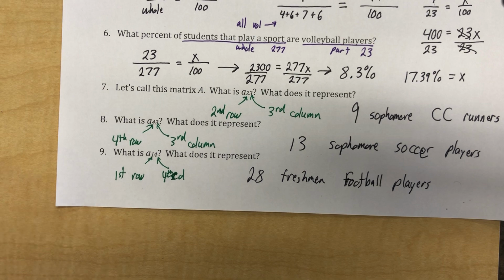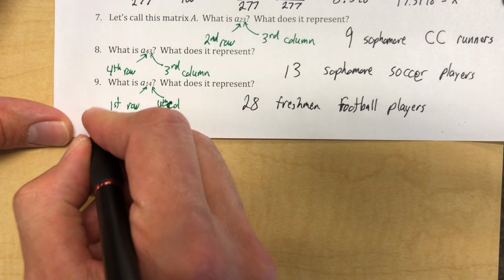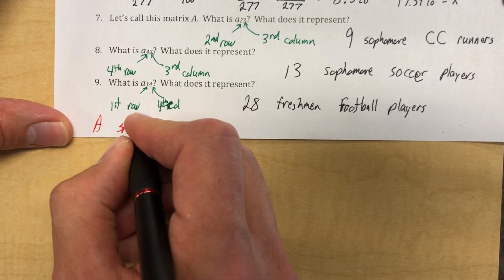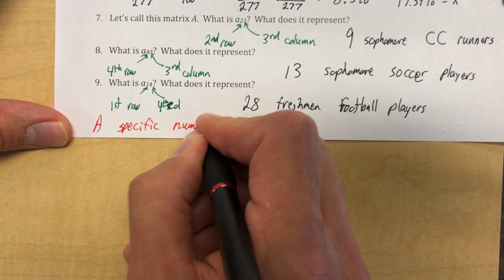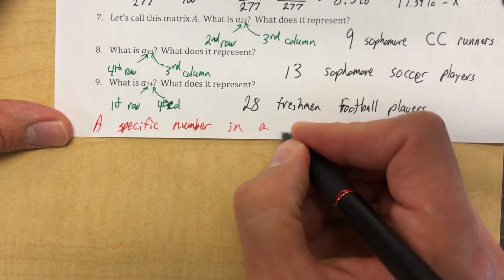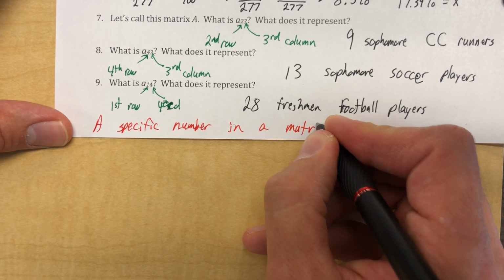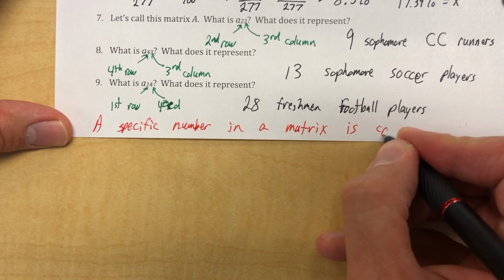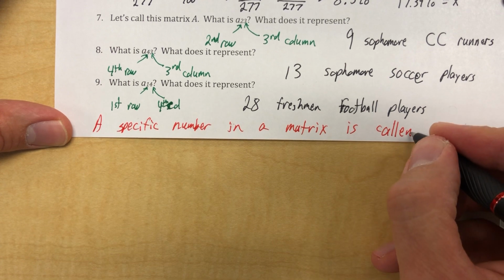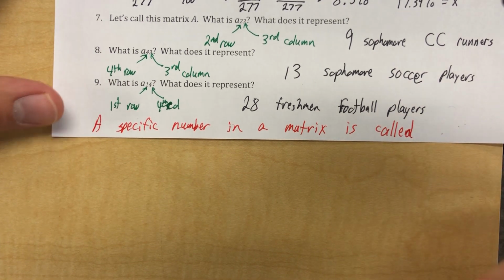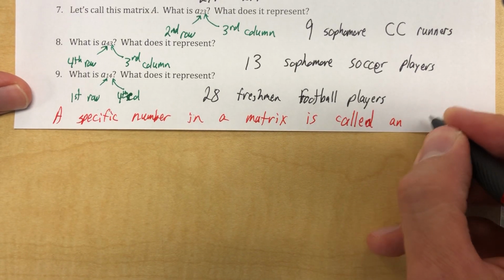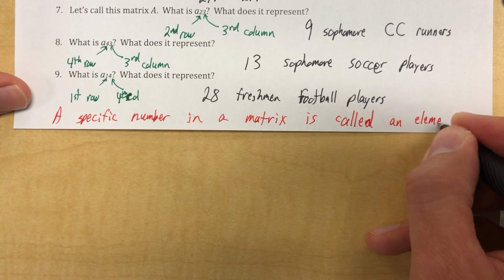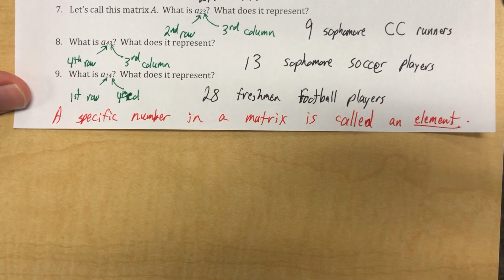All right, quick definition. We're going to squeeze it in the bottom. I'll write it in red. A specific number in a matrix is called, my hand gets ahead of my brain sometimes, an element. There we go. There's your definition.